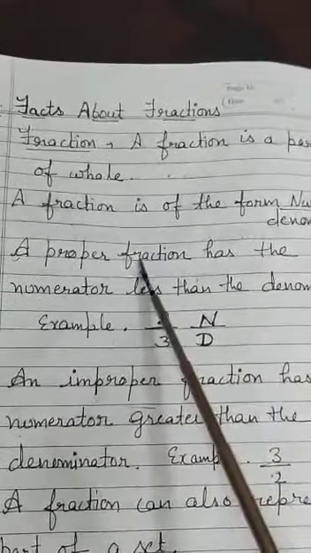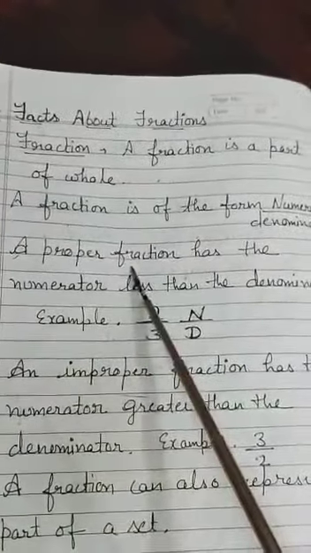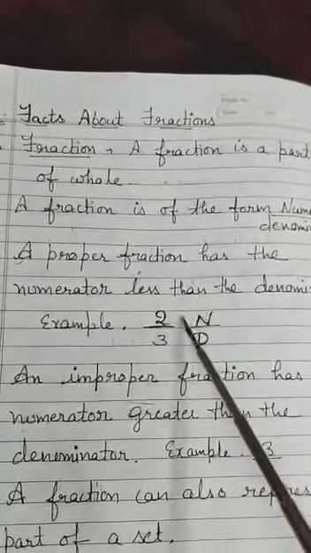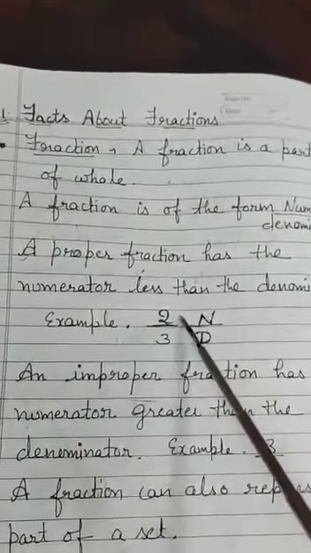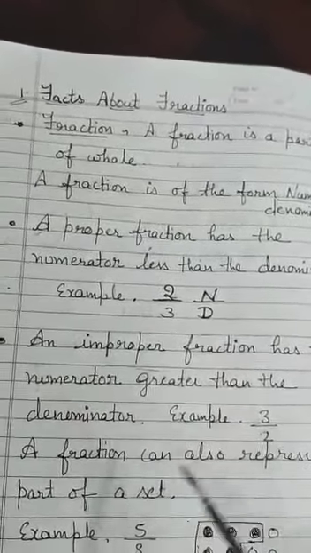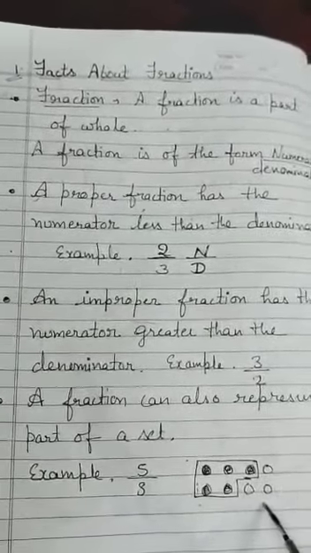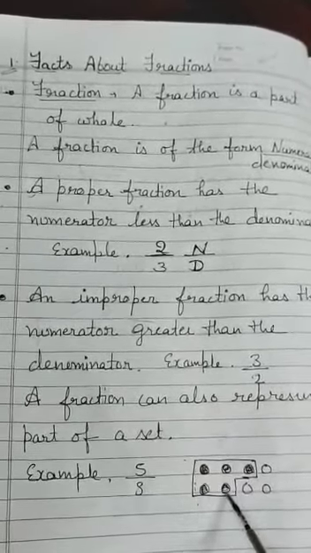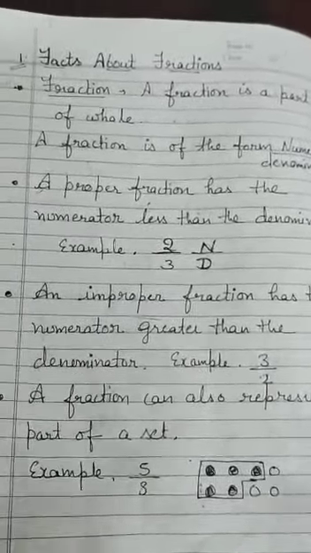A proper fraction has the numerator less than the denominator. A proper fraction is where the numerator is less than the denominator, and an improper fraction is where the numerator is greater than the denominator. You can see examples. A fraction can also represent part of a set. Here you can see a set of 8 dots, and 5 are shaded, so 5 upon 8 is called a fraction.